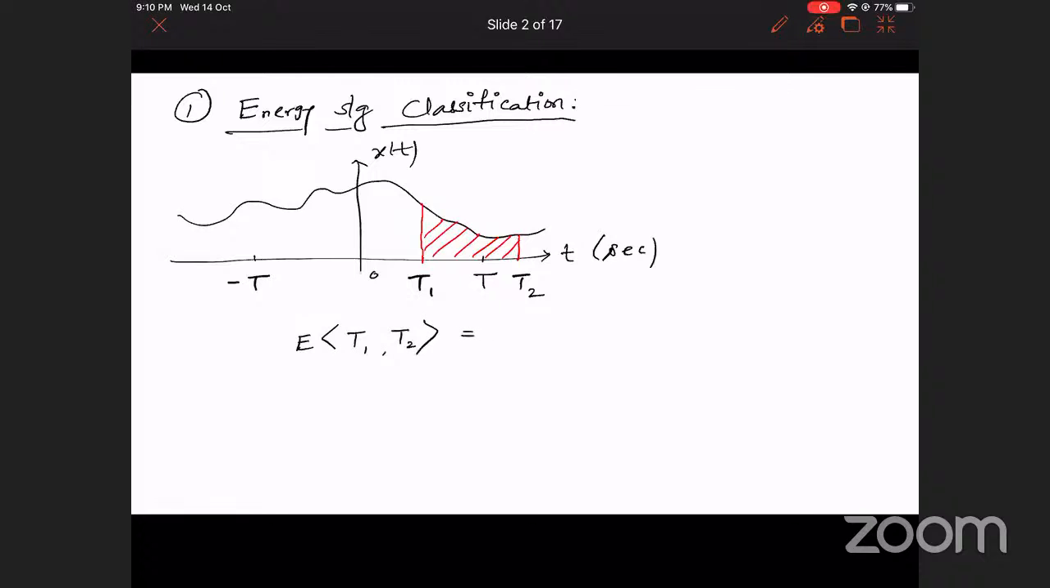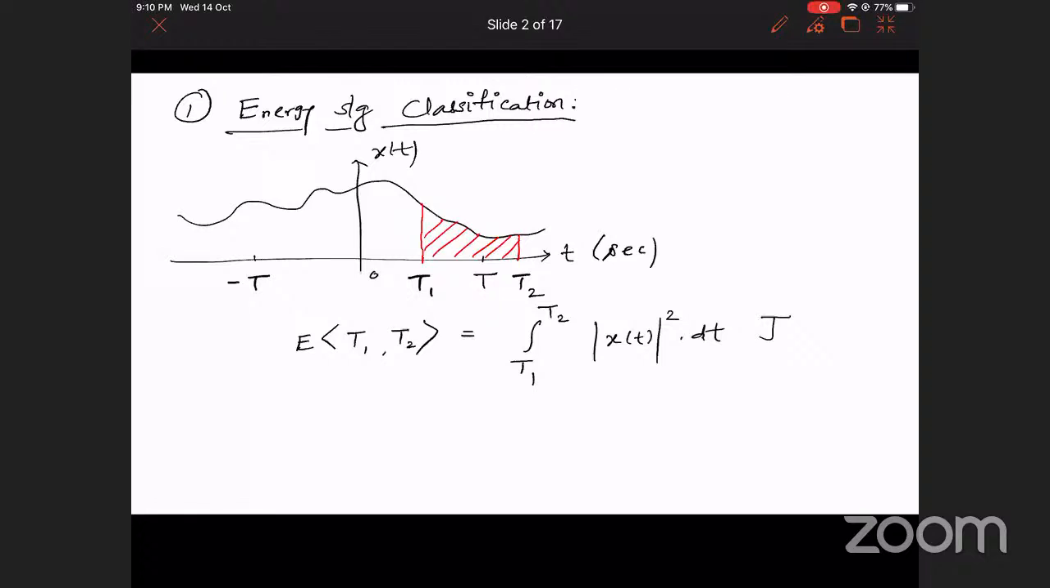How do I do this? Simply integrate over the time interval from t1 to t2, and just take the mod of x of t, square it, and dt. That's it. And the unit is joules. I hope you understood that. Let me know, guys, if you have some problems so far.